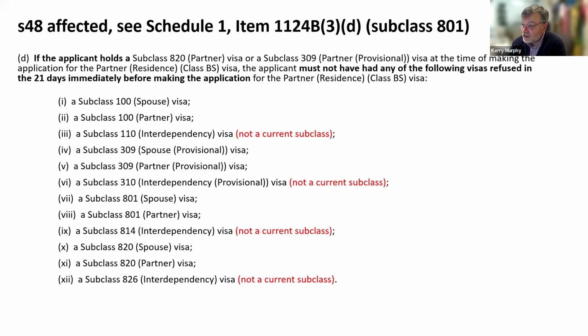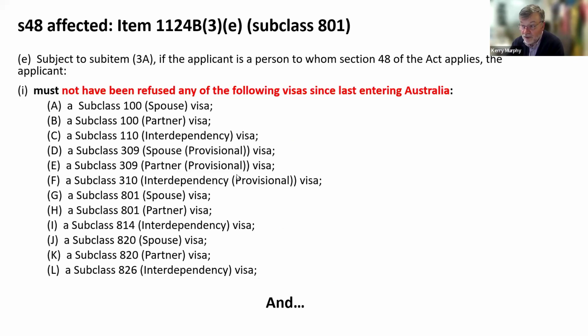So it talks about certain categories of visas a person's had refused, and you see they're all partner visas. Some of these don't exist anymore, but they're old types of partner visas. But you mustn't have been refused any of the following since last entering Australia, all the partner visas.